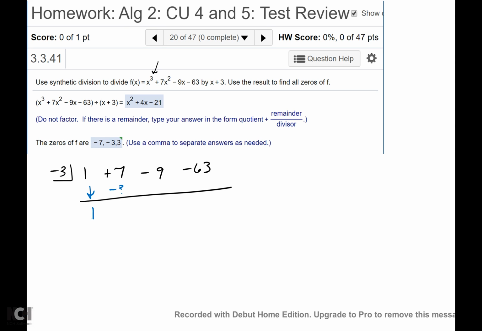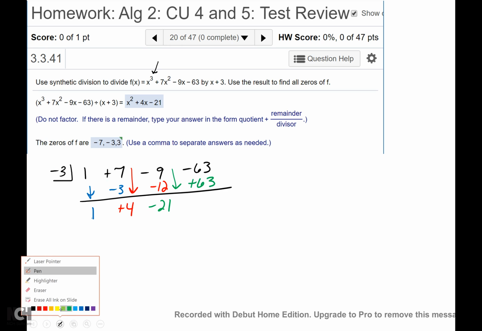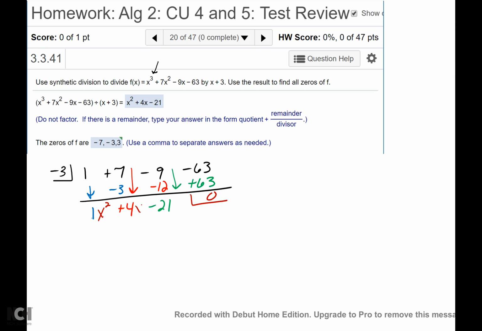Times negative 3 brings back negative 3. 7 minus 3 is positive 4. Times negative 3 is negative 12. Negative 9 minus 12 is negative 21. Times negative 3 is positive 63, which gives me a remainder of 0, which drops this down to a 2nd degree. So there's where they got their quotient.